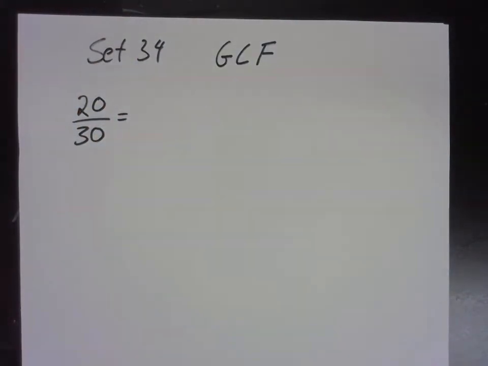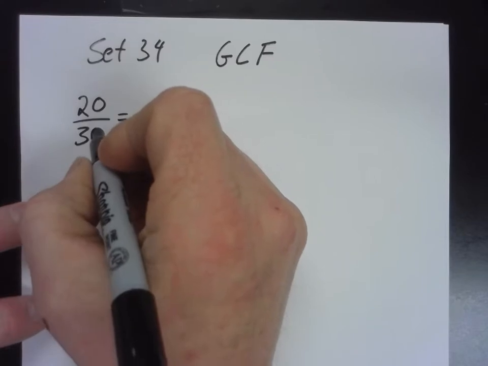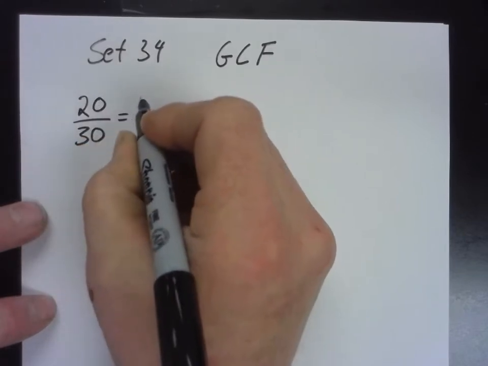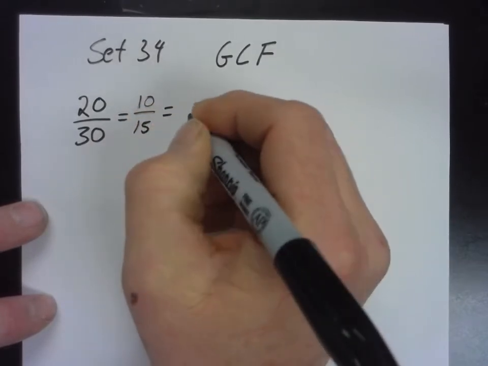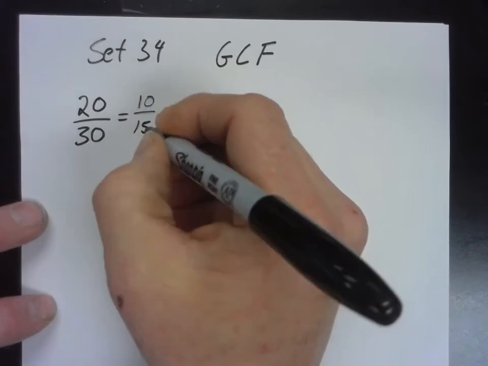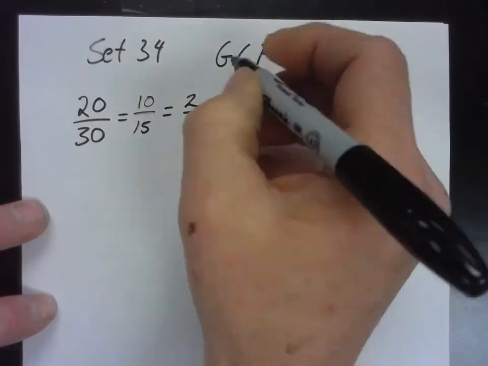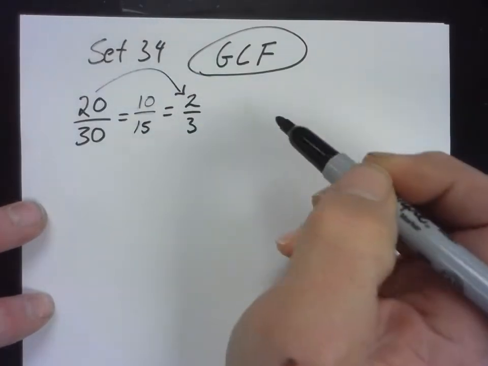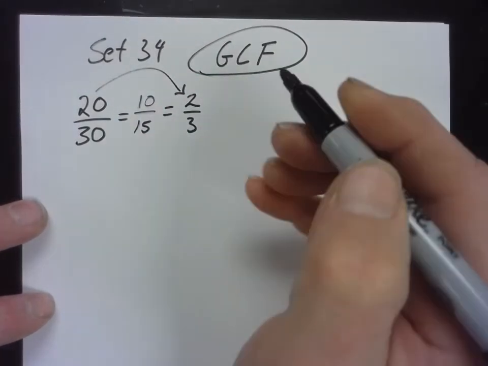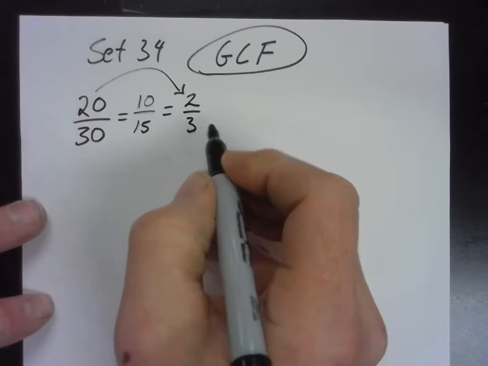You may have learned, well, we could reduce this fraction by saying, well, 2 will divide evenly into 20 and into 30. So 2 into 20 is 10, and 2 into 30 is 15. And then, doesn't 5 divide evenly into 10 and 15? So 5 goes into 10 twice, and 5 goes into 15 3 times. But if you use the greatest common factor, you could do it in one step, couldn't you? What is the greatest common factor? 10. Okay. So 10 is the greatest common factor. 10 goes into 20 twice, and 10 goes into 30 3 times.